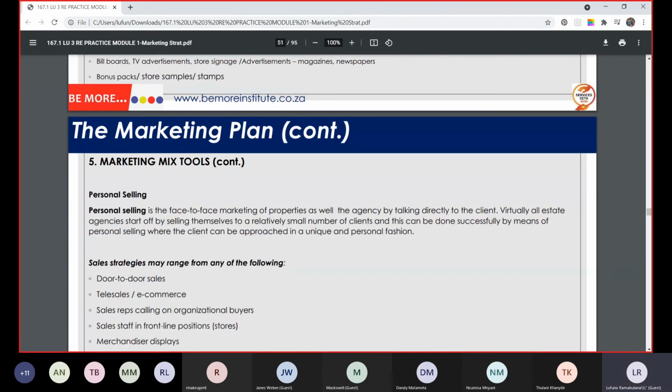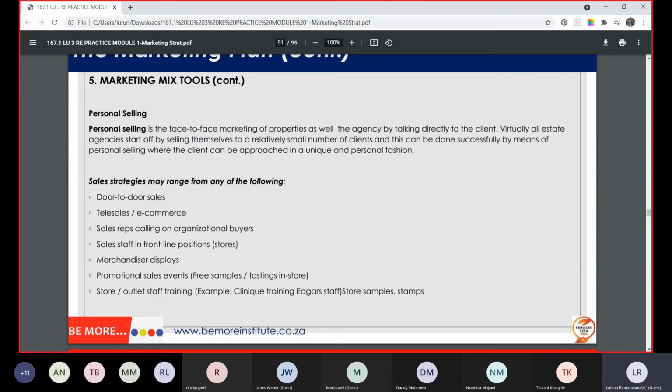The last one, personnel, before we close: personal selling. Personal selling is a face-to-face marketing of properties as well as agencies by talking directly to the clients. Virtually all estate agencies start off by selling themselves to a relatively small number of clients, and this can be done successfully by means of personal selling, where the client can be approached in a unique and personal fashion.